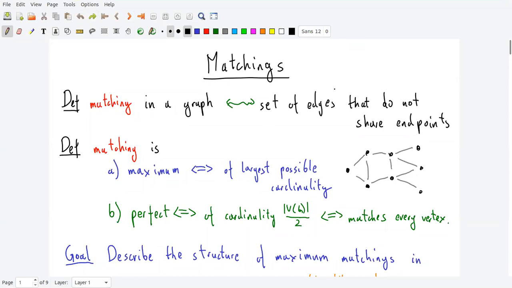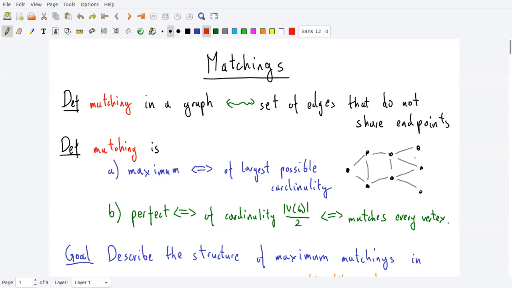Today we'll be talking about matchings in graphs and give you basic results about matchings in bipartite graphs and matchings in general. So just to be on the same page, I hope that many of you have seen the basics of this theory already in some courses before, like discrete maths. However, this will go a little bit deeper. So a matching in a graph is simply a set of edges that pairwise do not share endpoints.